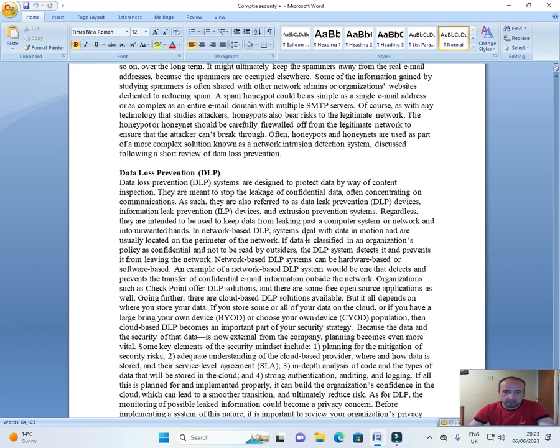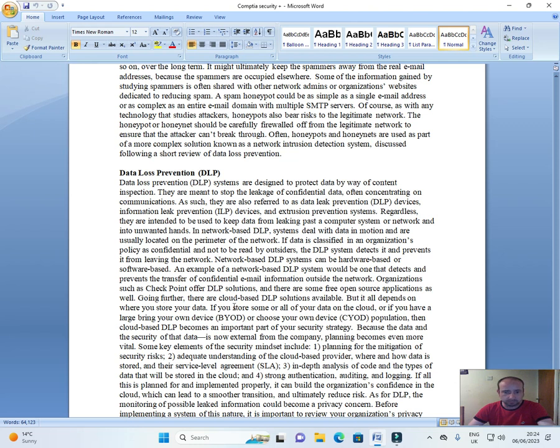Network-based DLP systems deal with data in motion and are usually located on the perimeter of the network. If data is classified in an organization's policy as confidential and not to be read by outsiders, the DLP system detects it and prevents it from leaving the network. Network-based DLP systems can be hardware-based or software-based. An example would be one that detects and prevents the transfer of confidential email information outside the network. Organizations such as Checkpoint offer DLP solutions, and there are some free open source applications as well.